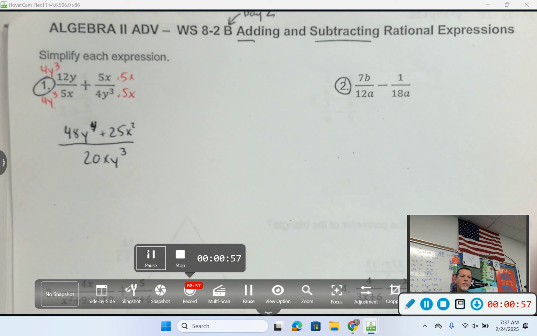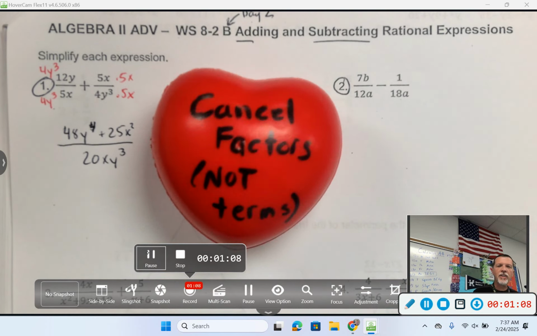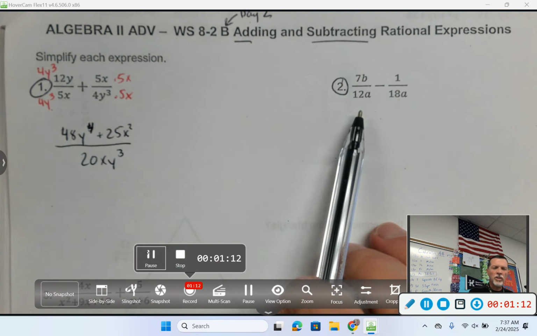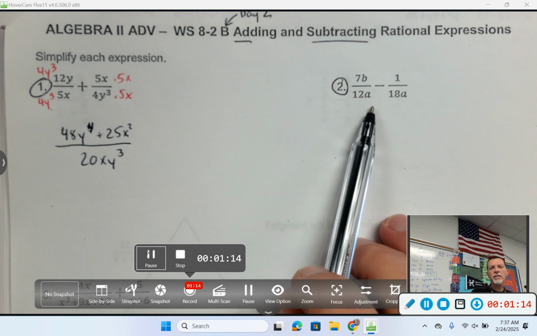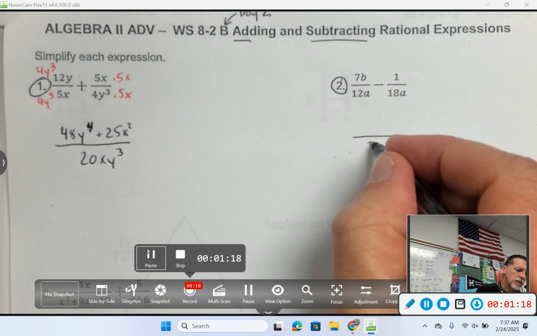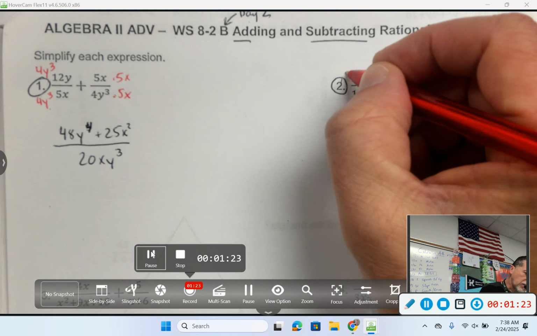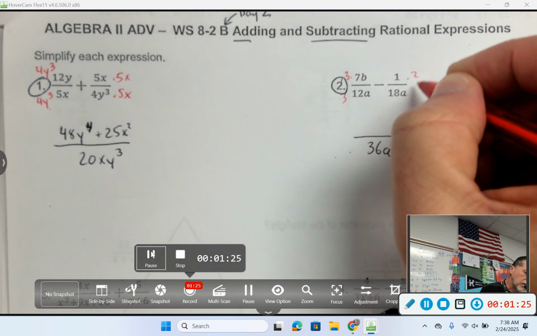Yeah, 48y^4 plus 25x squared all over 20xy cubed. And why can't I cancel anything? Cancel factors, not terms. What's our common denominator for number 2 going to be? 36 is probably what we're headed for. 36a, I guess we should say. Let's see. So this one needs a 3. This one needs a 2.